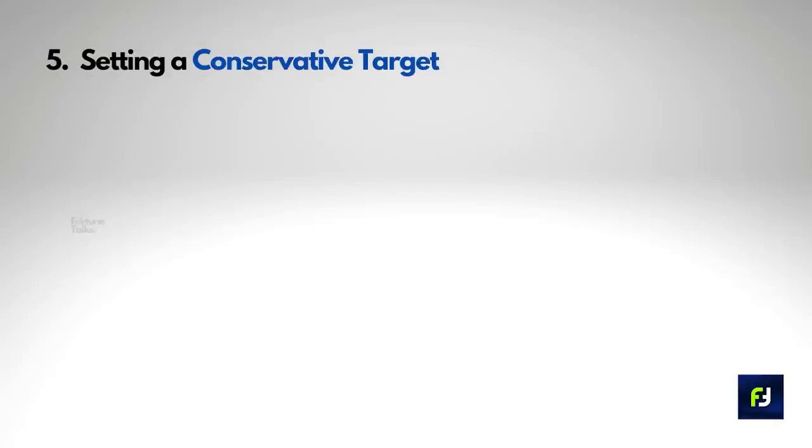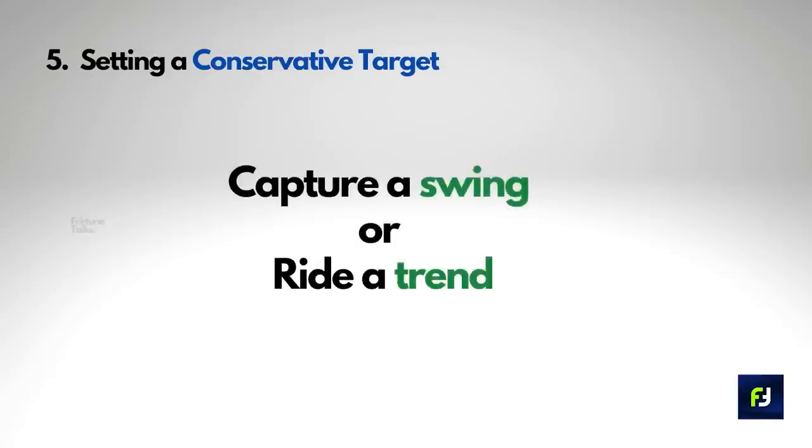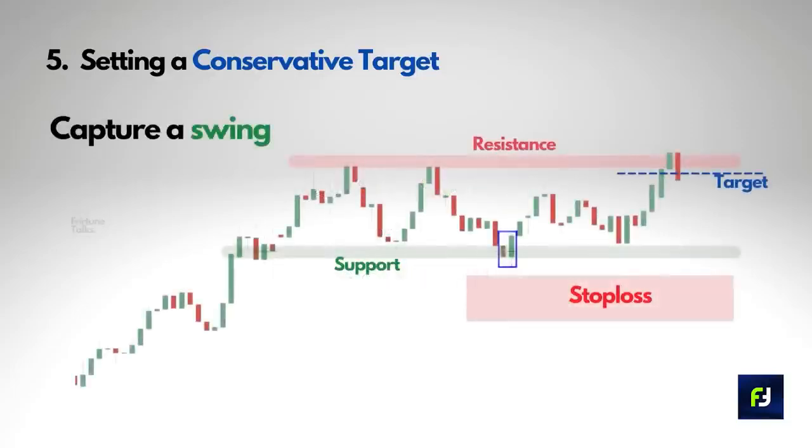And the final point to consider is to set a conservative profit target. Now your exits depend on your goals. So what do you want to accomplish? Either you can capture a swing or ride a trend. So if you want to capture a swing, then you can exit the trades before the opposing pressure comes in. For example, if you are long in the market, then you want to exit your trade before the next resistance level or the swing high where the sellers can come in.